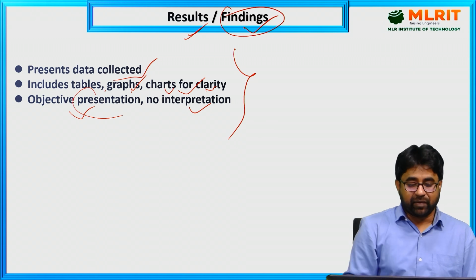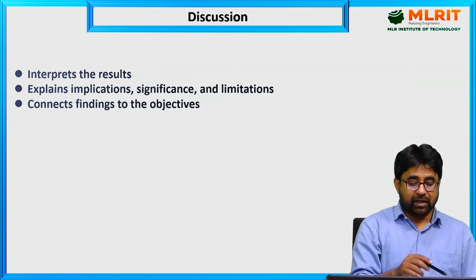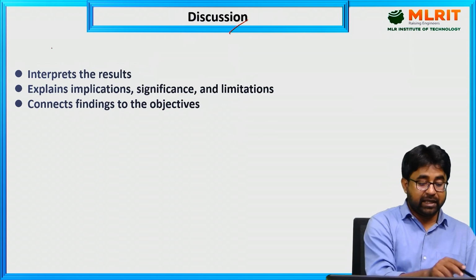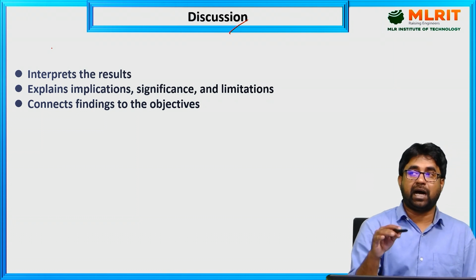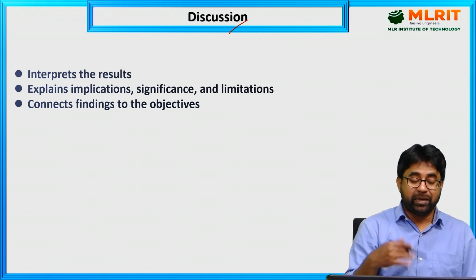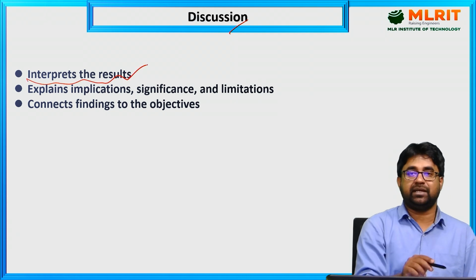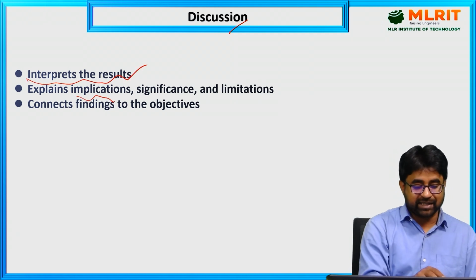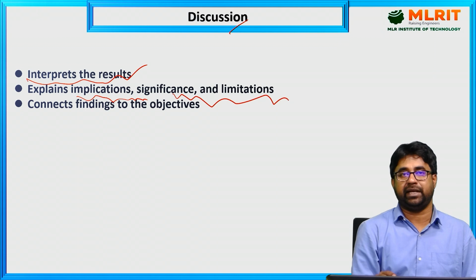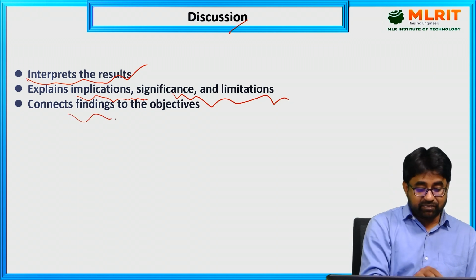Then the findings section. What is there? Discussion section. Now you interpret the data. What is the outcome, or what is the implication of the data that you have gathered through your research? So interpret the results. That is very important. It explains implications, significance, and limitations. Okay, it connects findings to the objective.